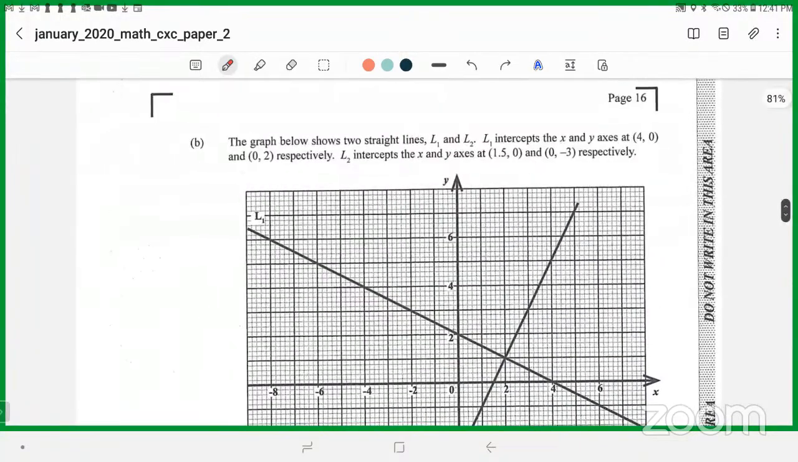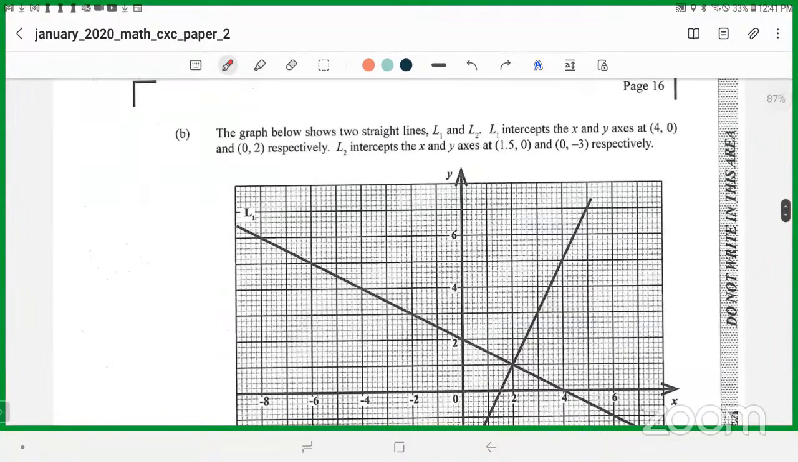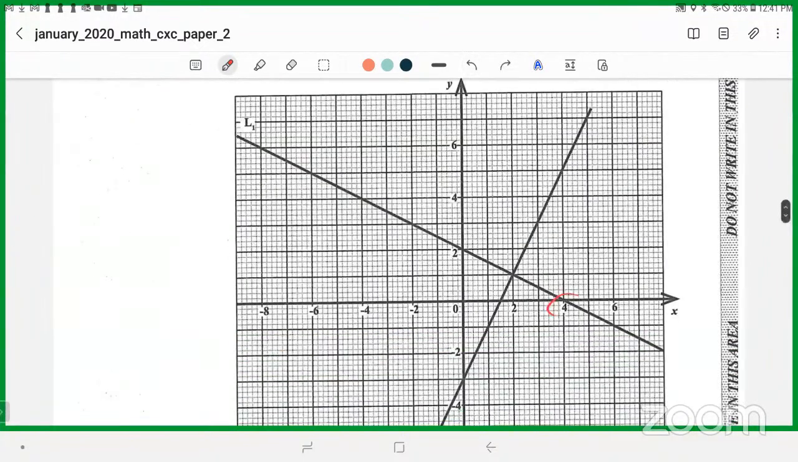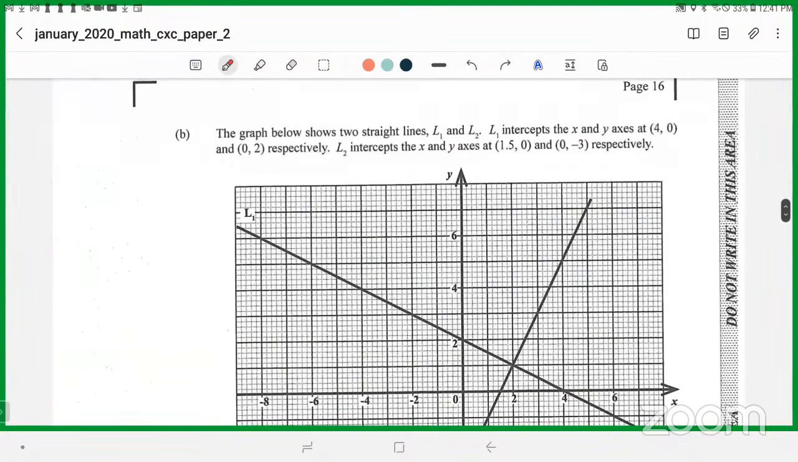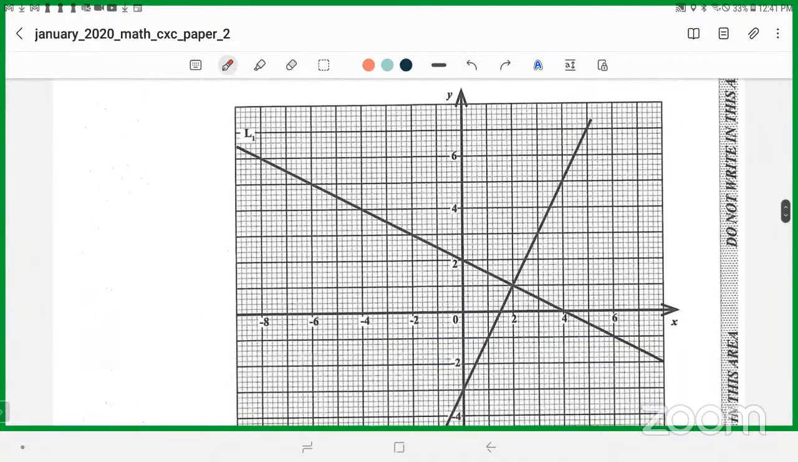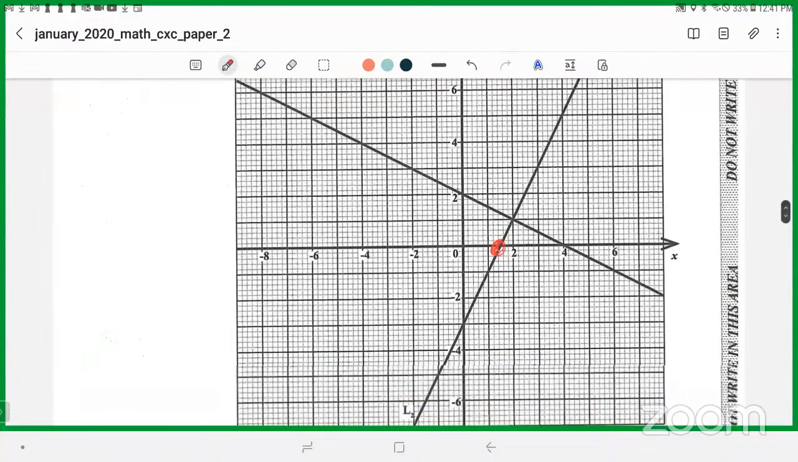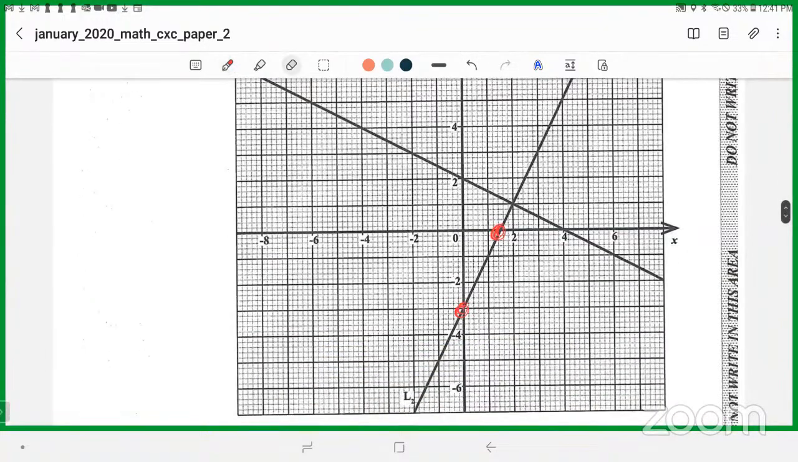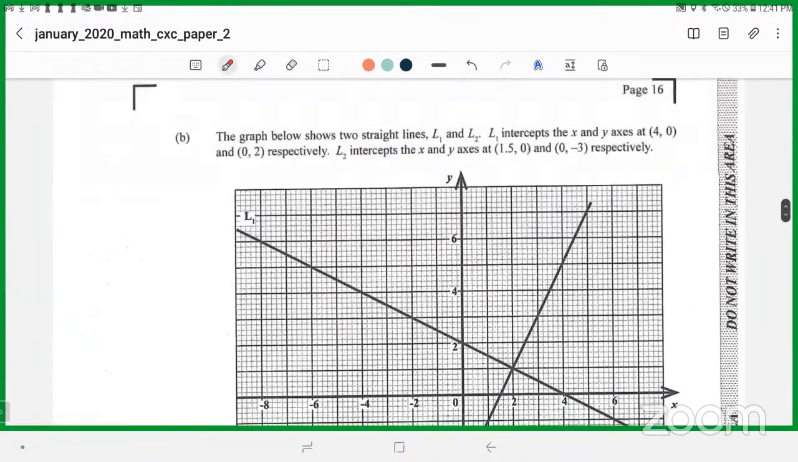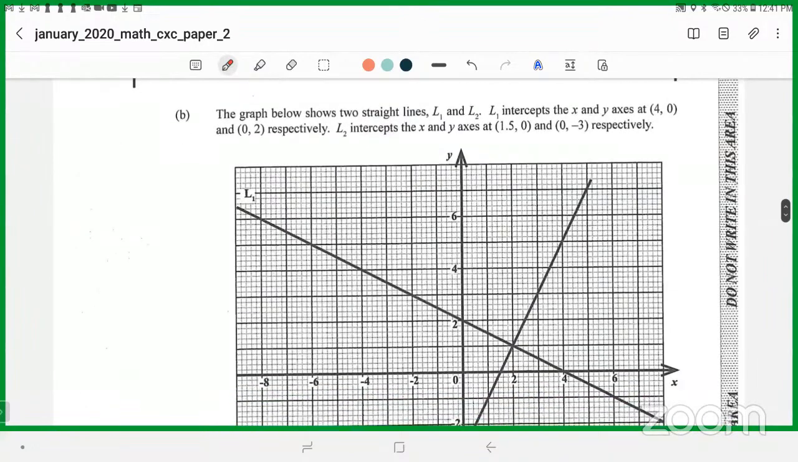They said that L1 intersects the x-axis and y-axis at (4, 0) and (0, 2), which we can see here and there. And L2 intersects the x-axis and y-axis at (1.5, 0) and (0, -3). Again, you can see them here. This is (1.5, 0), and this is (0, -3). So they're giving us those points to help us calculate the gradient. But we don't need to use them. That is us confirming that information.